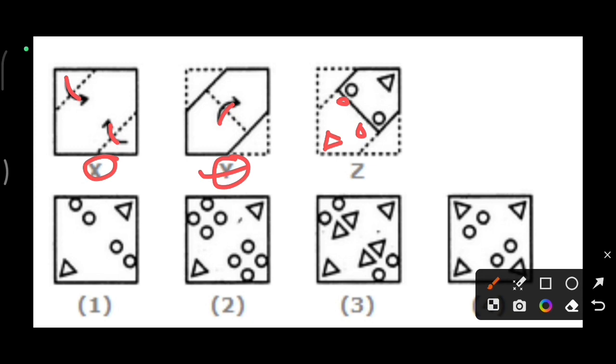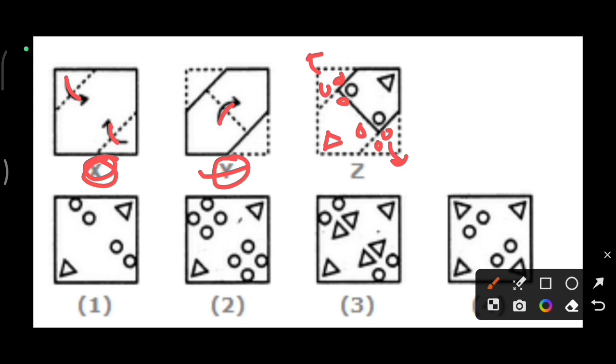Now let us unfold figure X. When we unfold this, it is like this. We need to unfold in this manner. So when we unfold here, the two circles will be present. So now let us see the options.